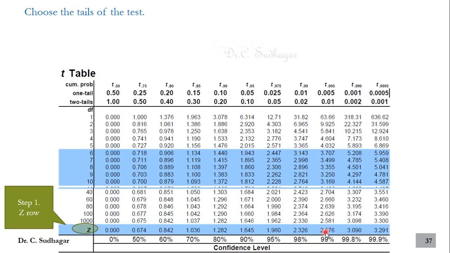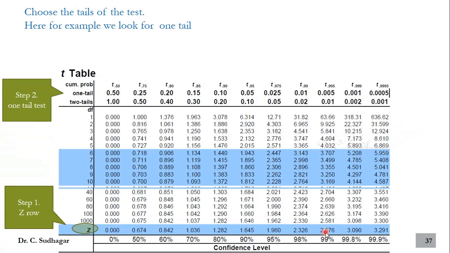First you should frame a null hypothesis, then frame an alternate hypothesis. The alternate hypothesis will tell us whether this is a one-tailed test or a two-tailed test. In this example, we assume that we are going to find the value for a one-tailed test. Okay. If you are going to find the value for a one-tailed test, you should take this row for our consideration.